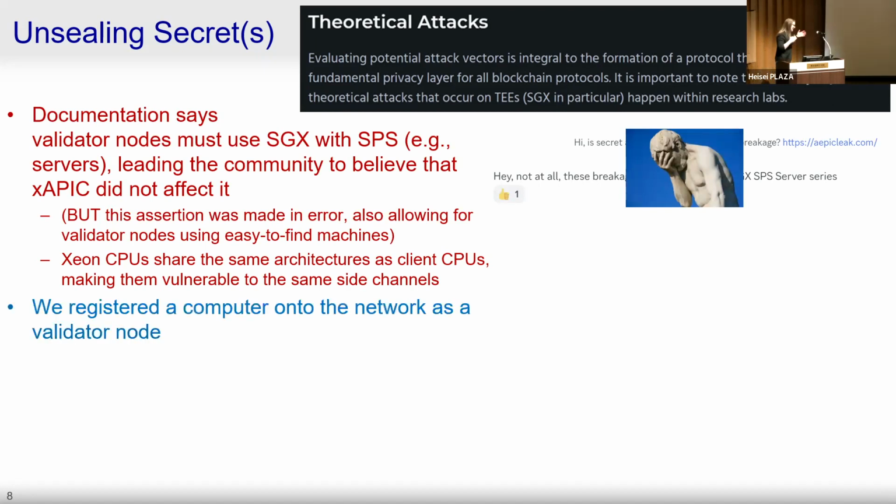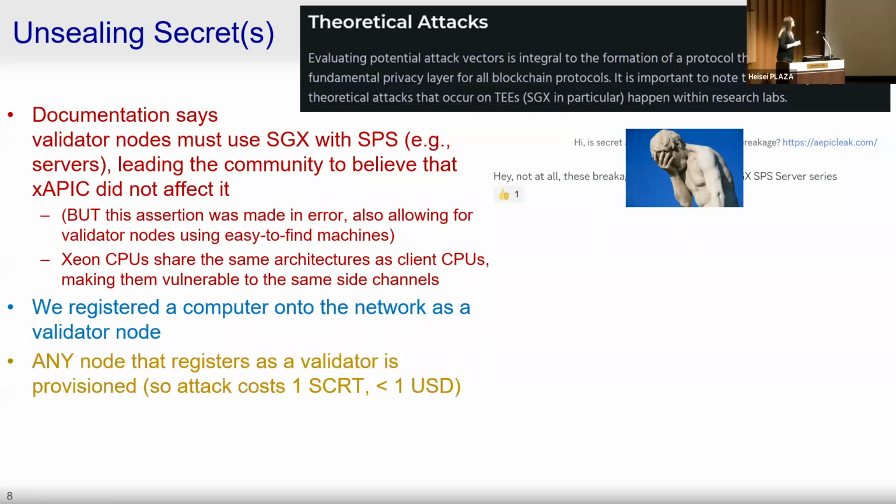But once we navigated all the hardware and figured out what CPU we wanted to use, we were able to successfully register a computer onto the network as a validator that was vulnerable to XAPIC, even though it passed through the attestation process. One important thing to note is that any node that registers as a validator, even if it's not actively adding blocks to the system or contributing, is provisioned with this consensus seed. So the attack basically costs just the cost of a registration transaction, which is 1 SCRT, so less than $1 US.